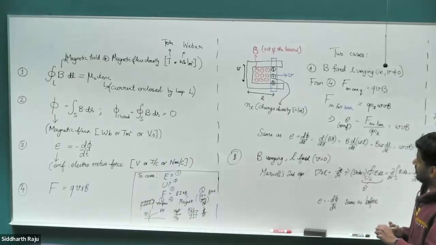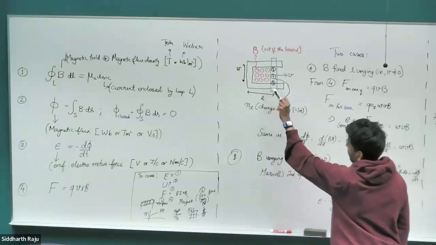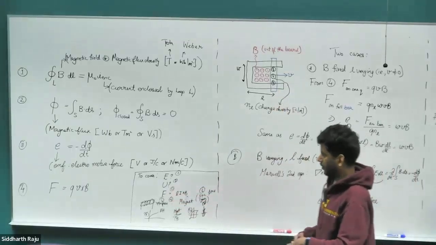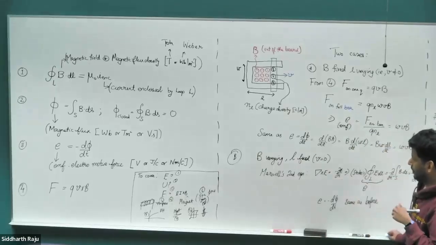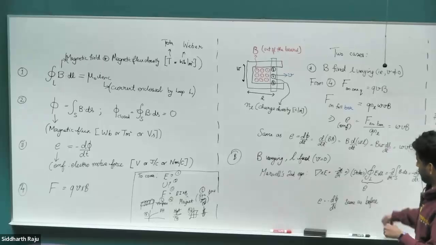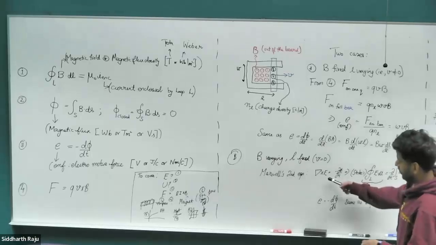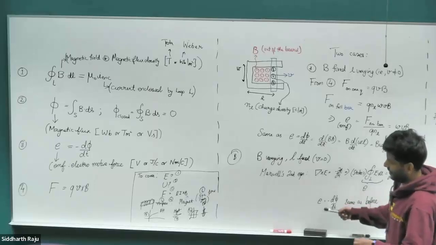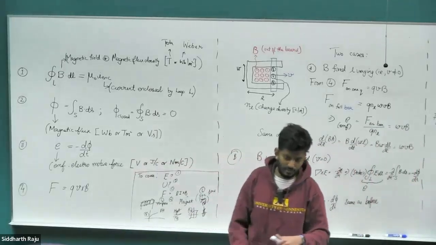The second case is a little bit tricky, where the rod is fixed but the B field is varying. In this case, the Lorentz force equation doesn't apply anymore. So we have to go back to Maxwell's second equation, which says the curl of the electric field is proportional to the time rate of change of the magnetic field. Then we plugged it into Stokes' theorem, did some simplification, and showed that Maxwell's second equation, once you put it in Stokes' theorem, is exactly the same as Faraday's equation, V equal to negative d phi by dt.